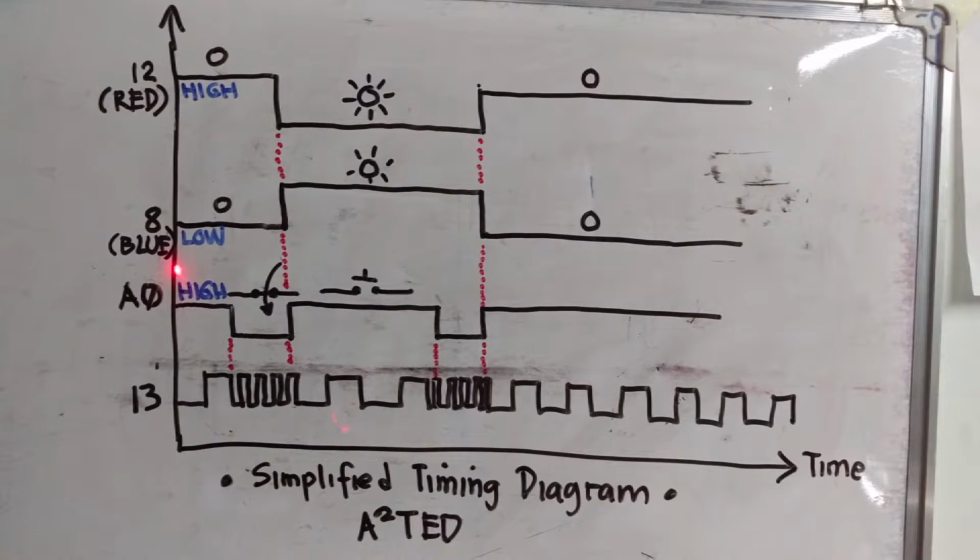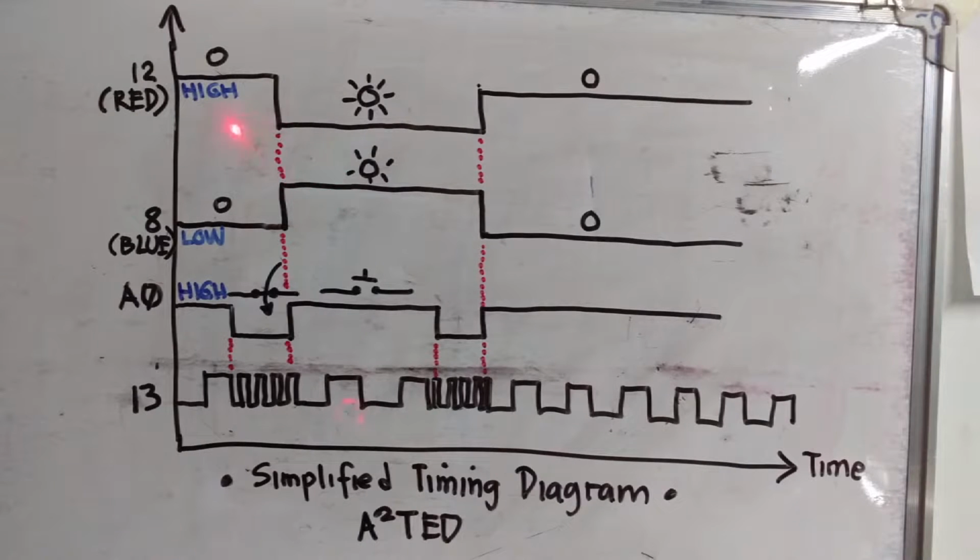Now let's see the two LEDs connected at pin 12 for the red LED and pin 8 for the blue LED. When nobody is depressing the switch, the blue LED is not turned on, as well as the red LED. When I depress the switch connected at A0 and release it, that's the time that the blue LED and the red LED will now turn on.